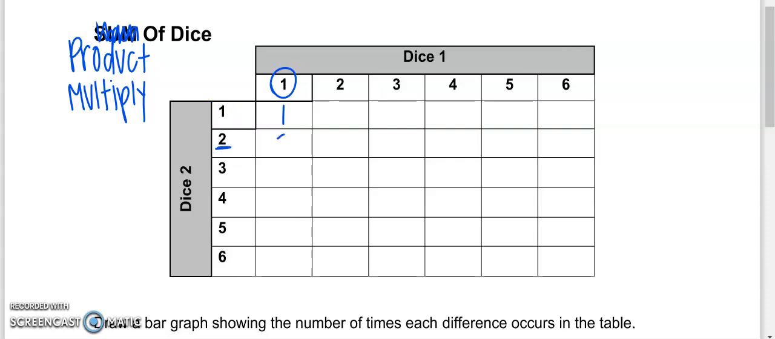1 times 2 gives us 2. 1 times 3 gives us 3. 1 times 4 gives us 4. And we could continue all the way to a 6 on the first dice times a 6 on the second dice gives us 36. So that's if we were multiplying. You can fill out these charts for a wide variety of reasons, multiplying them, adding them, subtracting them, but all of them would work the same way. Taking your first die and either adding, multiplying, or subtracting it with the second dice.